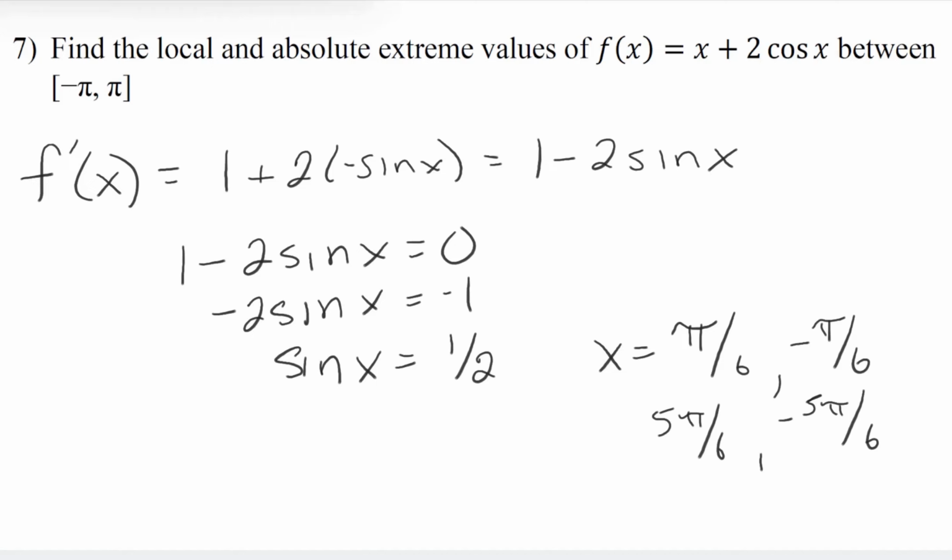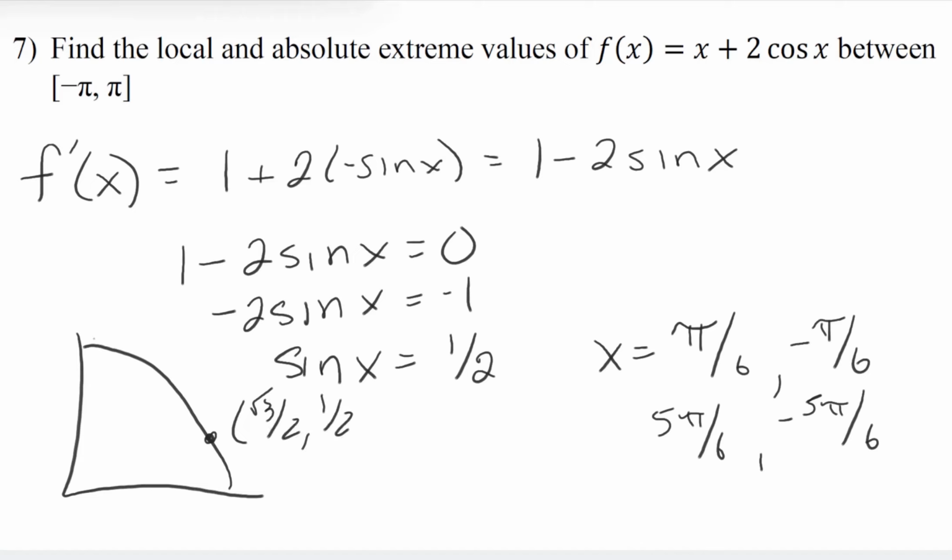So those are where the extreme values are. Now we just need to find those values at that point. So if we look at the unit circle, that point right there is square root of 3 over 2, 1/2, which is pi over 6.